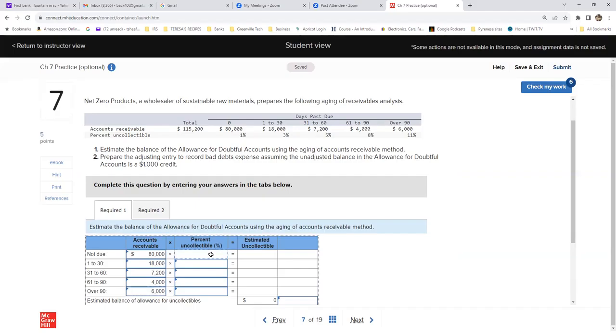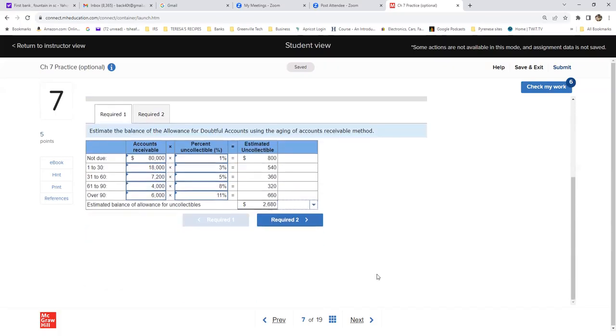Then we're going to put the percent. Here, you don't want to use decimals, okay? It's going to be strictly whole numbers. So we have 1. Notice it automatically calculates it. 3%, 5%, 8%, and 11%. Wait a minute. Oh, I didn't put a percentage in it. Okay. Now, under requirement number 2, let's see, we're missing something.